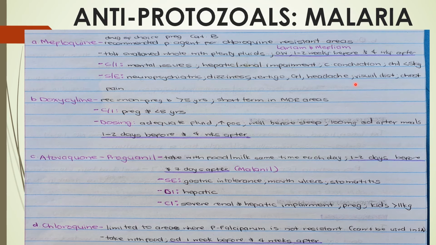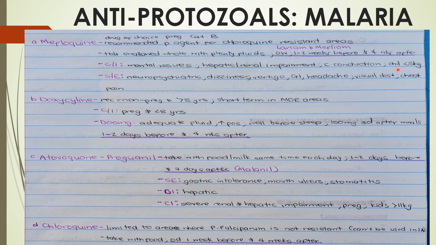It's contraindicated in anyone with mental issues, liver or kidney impairment, or heart conduction issues, and for any children less than 5 kilograms, you cannot give it to them. Side effects include neuropsychiatric issues, dizziness, vertigo, GI effects, headache, visual disturbance, and chest pain.